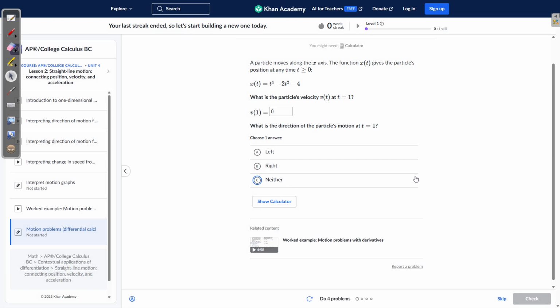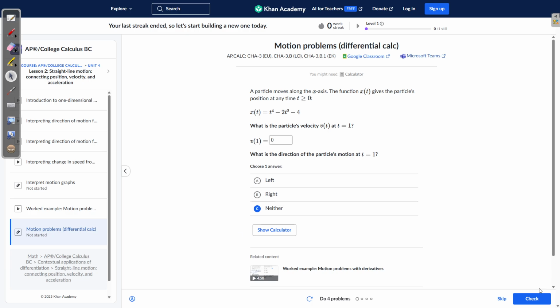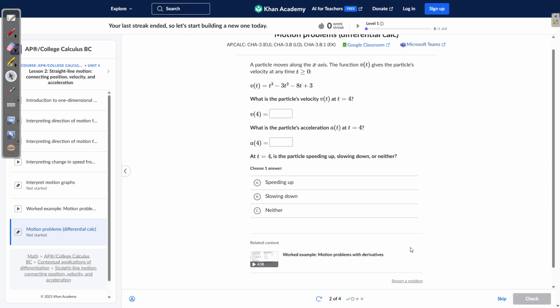Weird, it's not letting me click on it. Okay, so that was right.